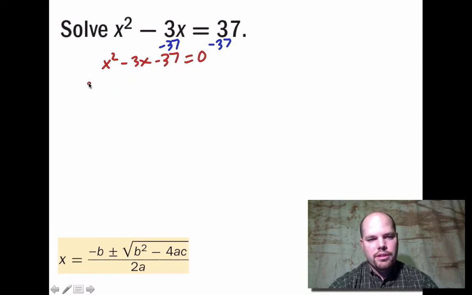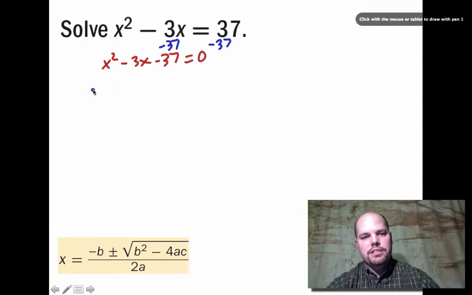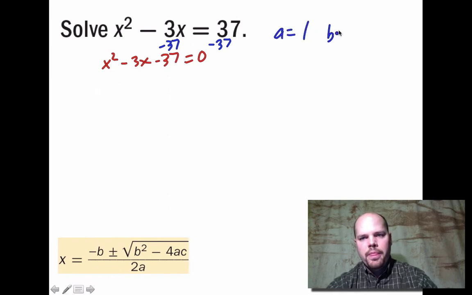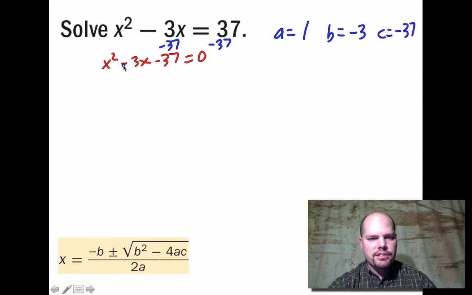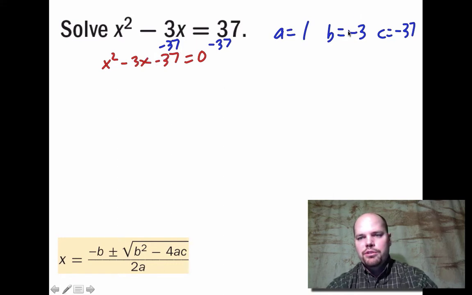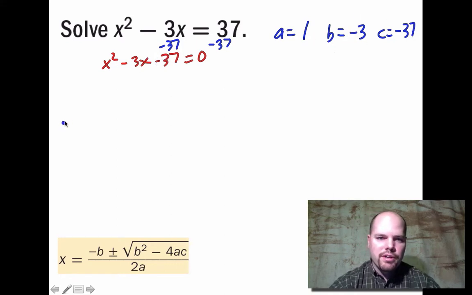Now we're ready to list what our a, b, and c values are. So in this case, our a is 1, our b is negative 3, and our c is negative 37, right? I'm keeping the sign in front, so I can change this to plus negative 3x and plus negative 37. So make sure you get the signs of your a, b, and c values correct, or you may use the quadratic formula right, but you were using the wrong a, b, and c values, so it doesn't check.